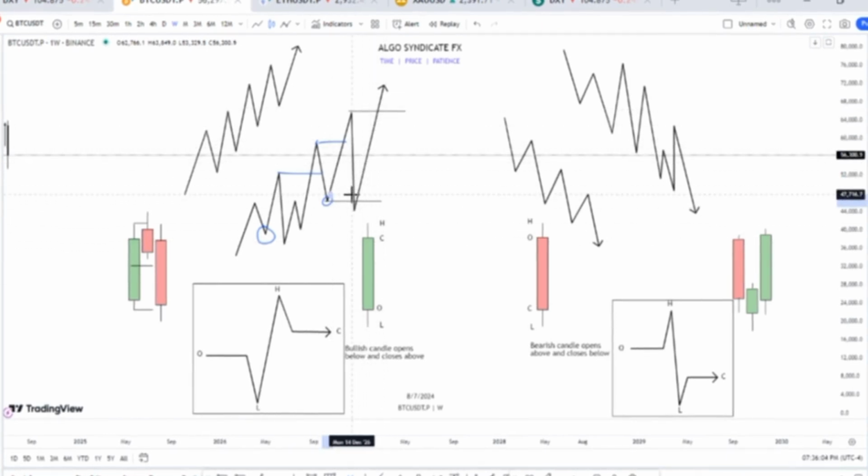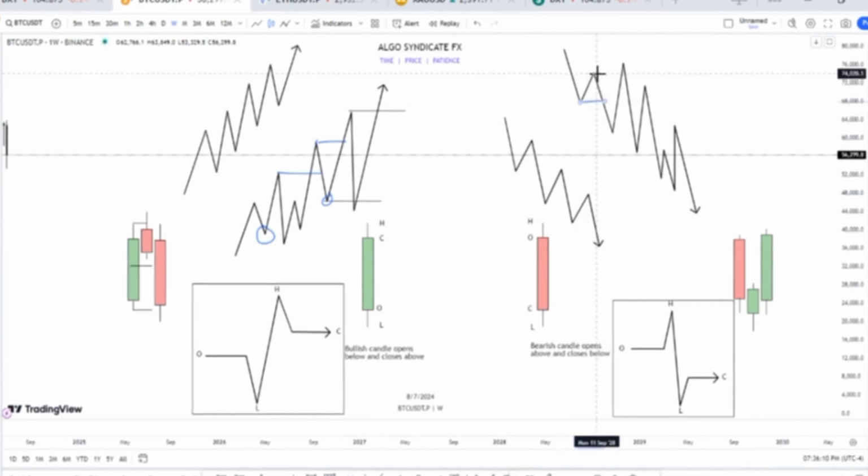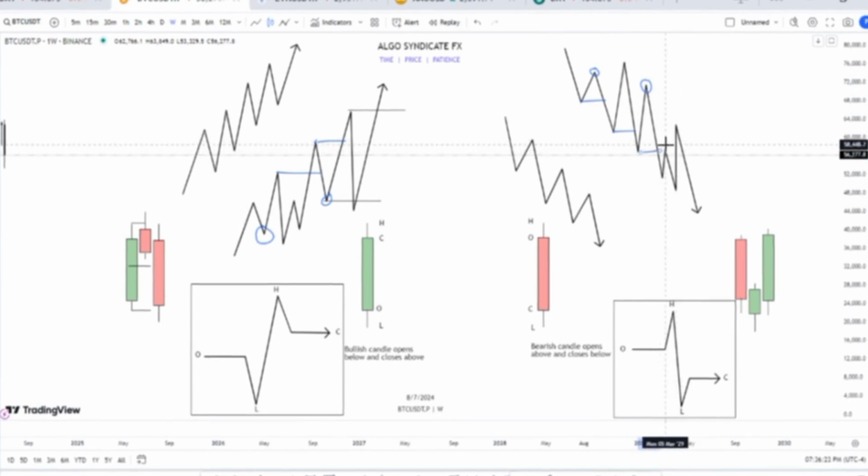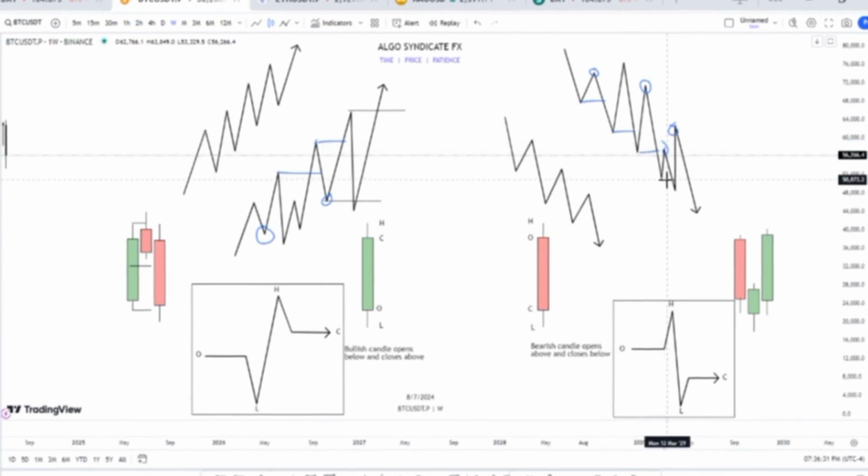Then are we breaking lows? Are we rejecting highs? All right. Break low, reject highs. Break low, reject highs. So in this context, we are bearish.